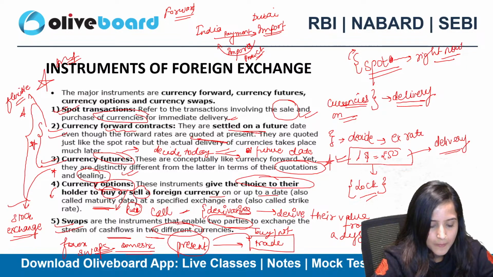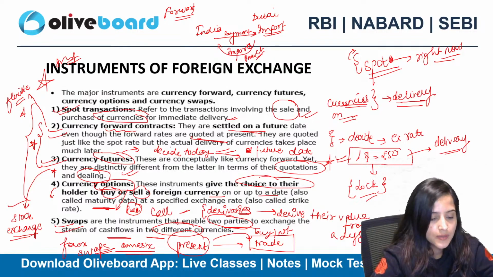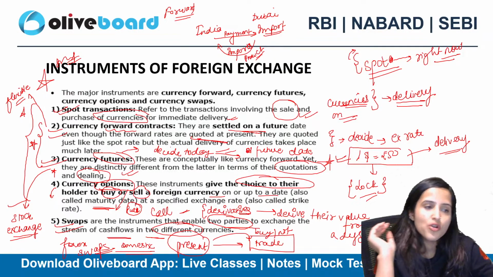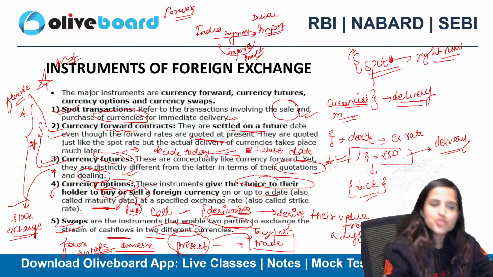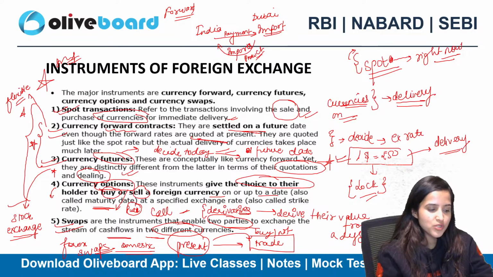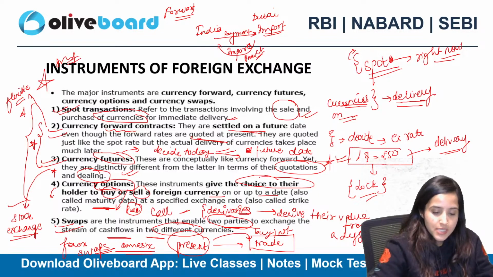Any doubt? क्लियर? ठीक है, so these are very important. Your spot transactions, forward contracts, futures, options, swaps, these are very important, these are the instruments of foreign exchange. ठीक है, clear है?